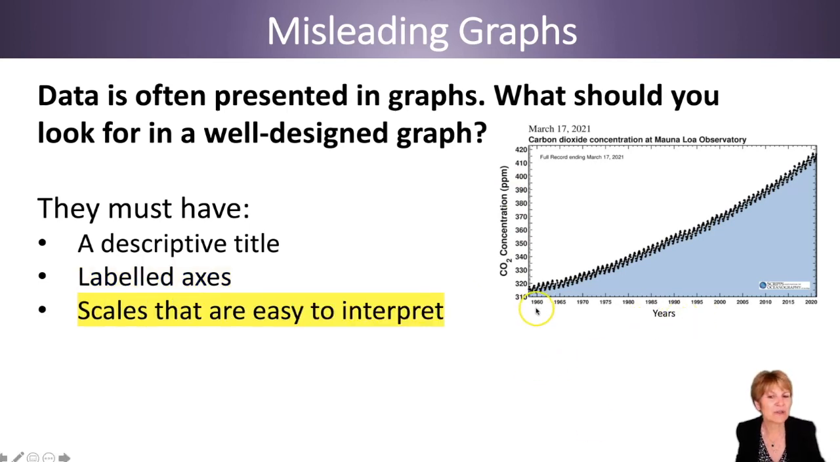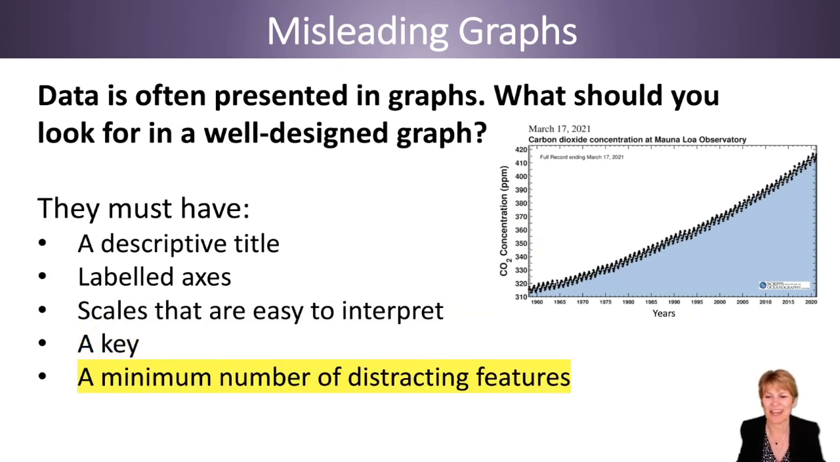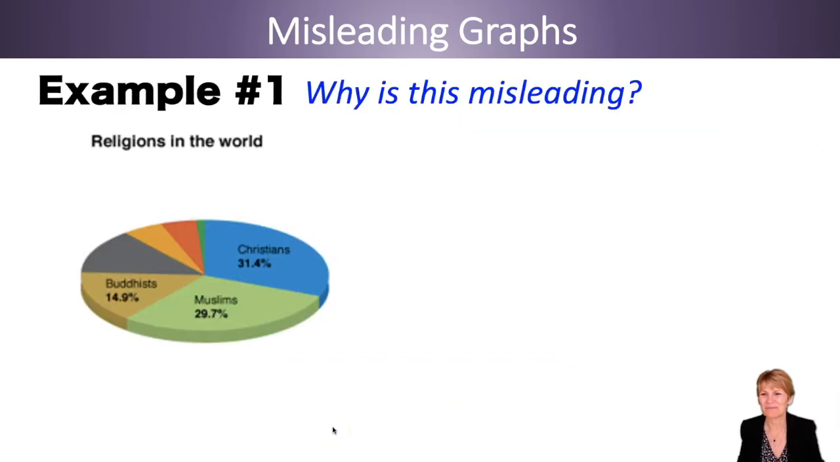Scales that are easy to interpret. Here we see we're jumping by fives, and we have the individual years in between. Here we're consistently going up by tens. It'll have a key. Some graphs may have different colors, different shapes. Is there a key defining what those represent? And a minimum number of distracting features. Is it clear and easy to follow?